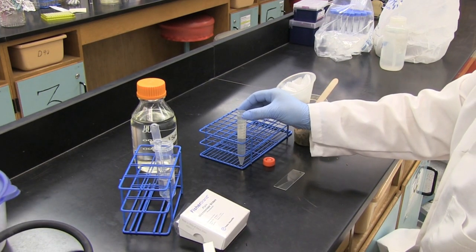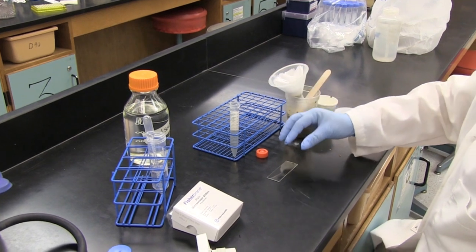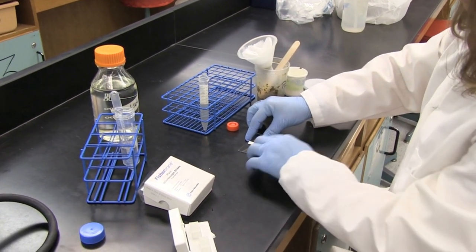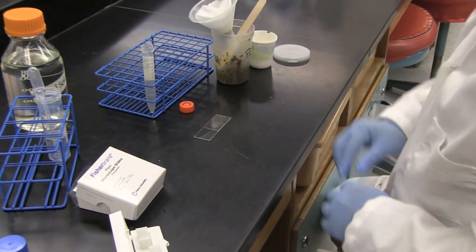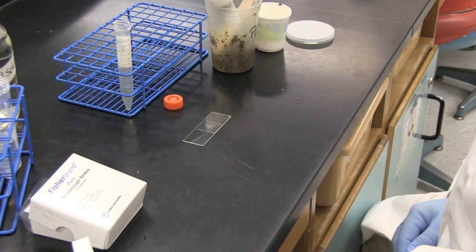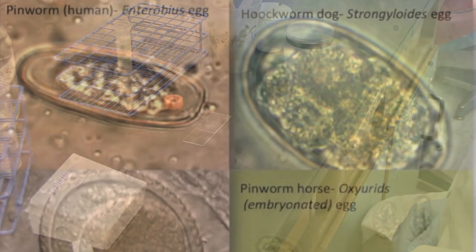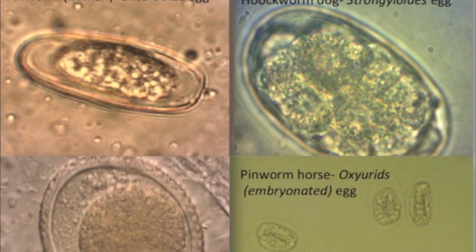After letting the cover slip sit, lift up the cover slip vertically, place it onto a glass slide, and view the slide under a microscope. Look for parasite eggs, cysts, and other life forms with a 10x magnification by scanning your slide. Here are some examples of commonly observed parasite eggs.